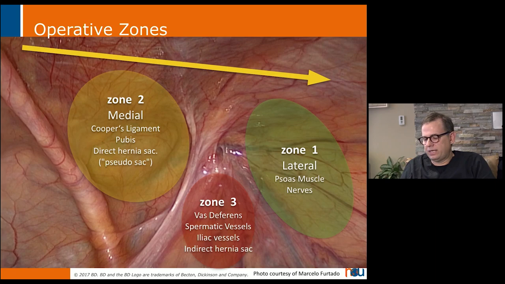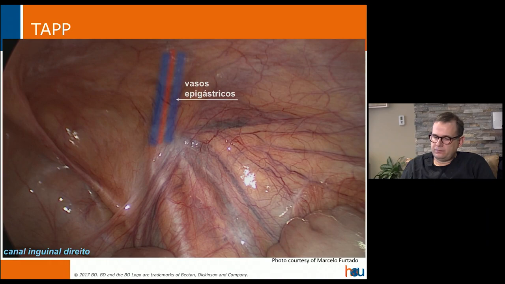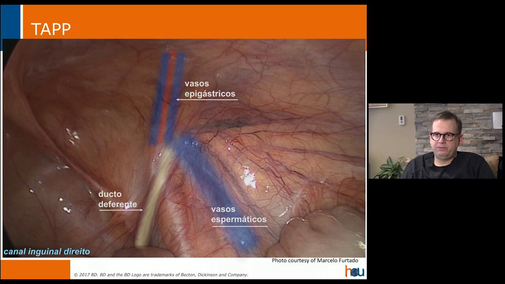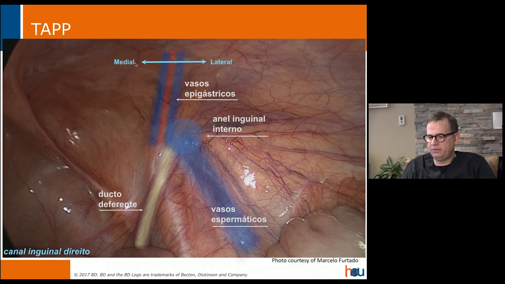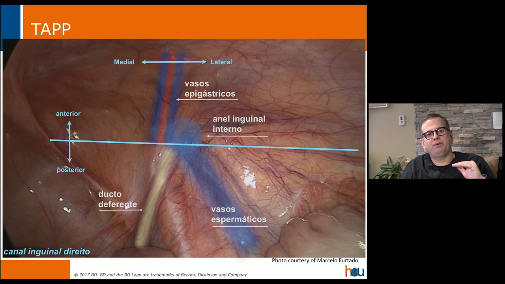Again, the same idea: epigastric vessels, vas deferens, spermatic vessels, inverted Y, and the deep inguinal orifice. We can divide the field in medial or lateral. This division is mainly to identify a direct or indirect hernia. And that line is important to draw and divide your field in anterior and posterior.